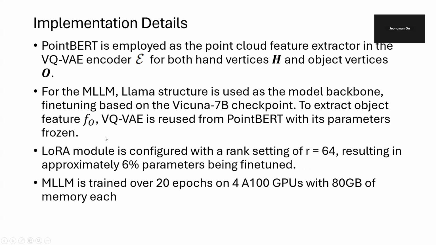Implementation details. PointBERT is employed as the point cloud feature extractor in the VQ-VAE encoder for both hand and object vertices. For the MLLM, the Llama structure is used as the backbone, fine-tuning based on the Vicuna 7 billion checkpoint. To extract the object feature, FO, the VQ-VAE is reused from PointBERT and its parameters frozen. The LoRA module is configured with rank R equals 64, resulting in approximately 6% of parameters being fine-tuned. The MLLM is trained over 20 epochs on 4 A100 GPUs with 80 GB of memory each.